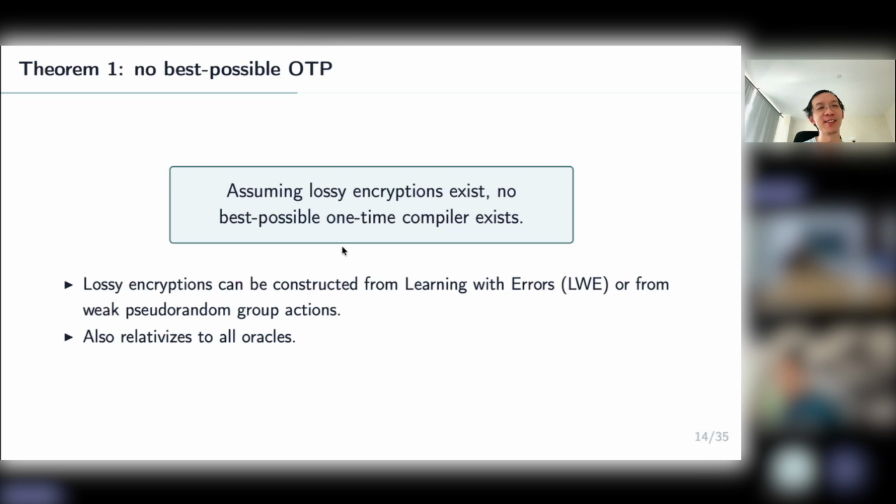Okay, for now, you can just think of it as some public key encryption scheme that satisfies an additional property called lossy security. But in the proof, I'll show you what it does. Don't worry too much about it for now; just think of it as a cryptographic primitive.